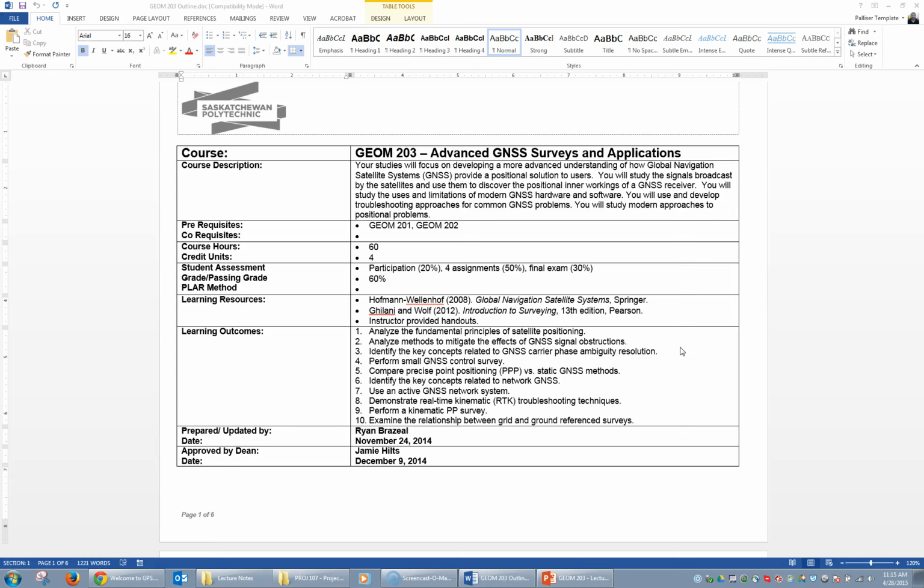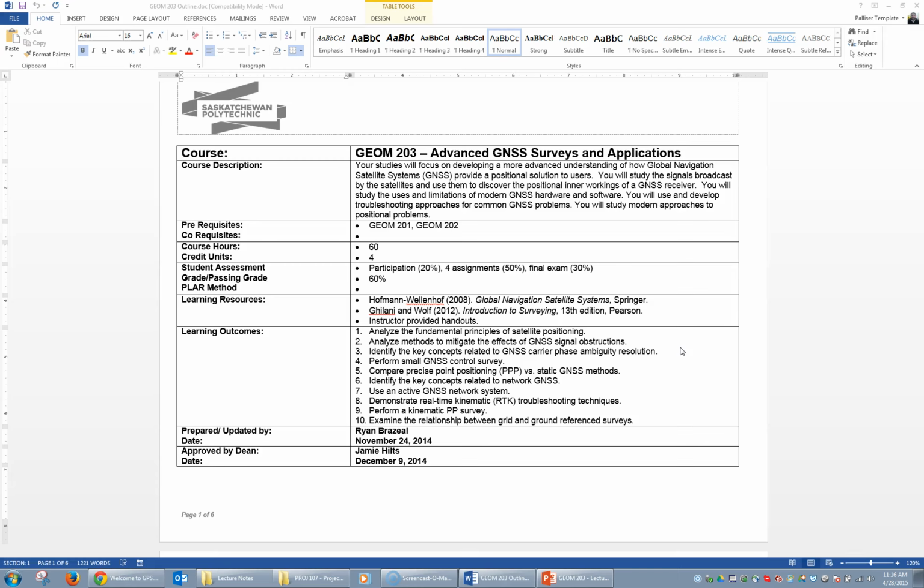So the course description states that our studies will focus on developing a more advanced understanding of how GNSS works, specifically looking at now positional solutions. We'll understand the signals that are being broadcast by the satellites, how we can use them to solve our positional problems, and we'll study the use and limitations of modern GNSS hardware and software. We will use and develop troubleshooting approaches to common GNSS problems, and we'll study modern approaches to positional problems.